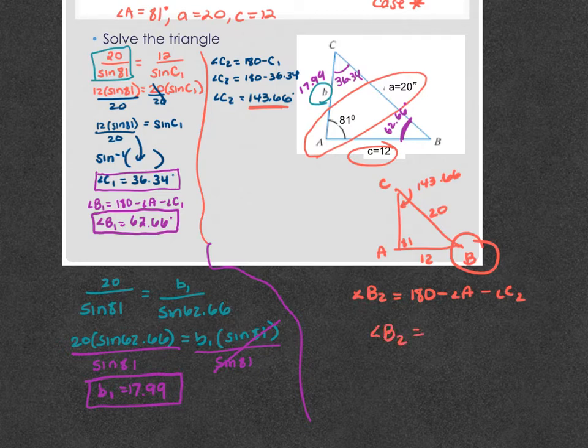What do you get? Negative 44. Can a triangle have a negative angle? No. So this is when you know there is no second triangle, when you go to find the last angle on the second triangle. If it is positive, you're going to continue. If it is negative, you are done.